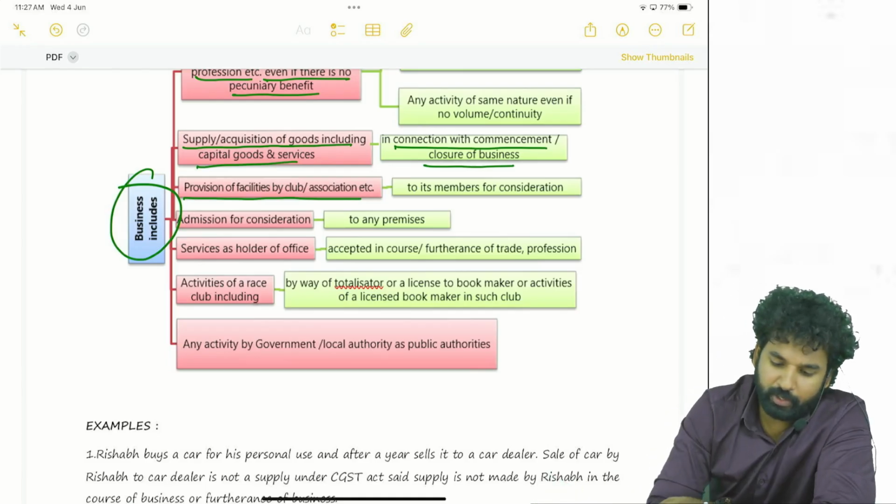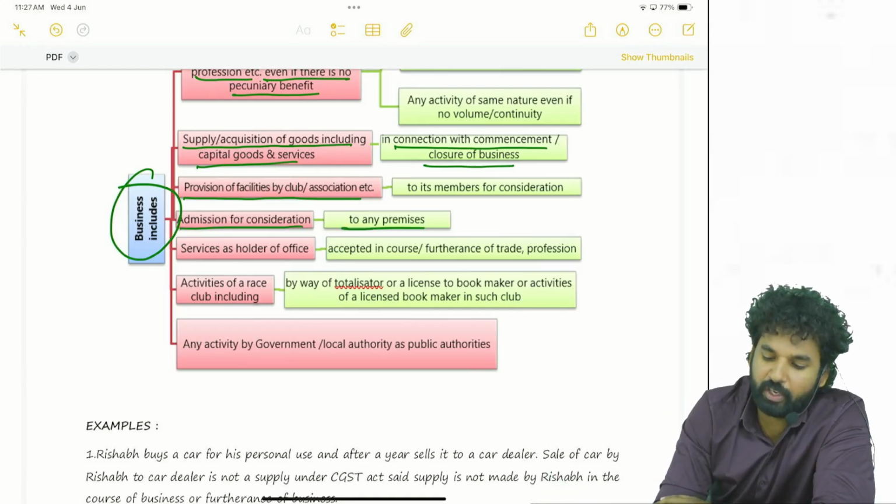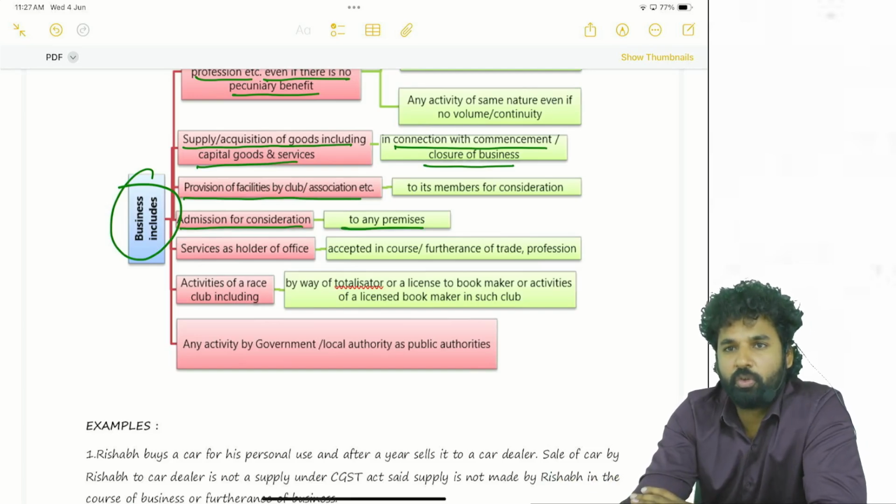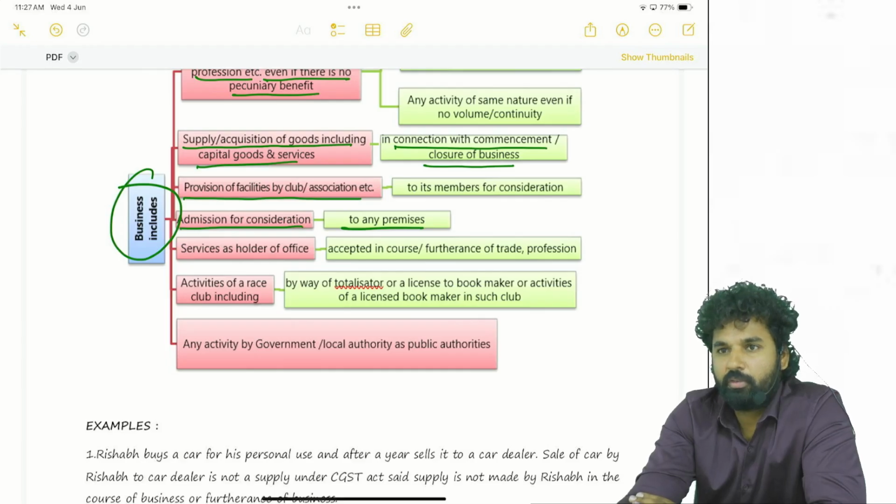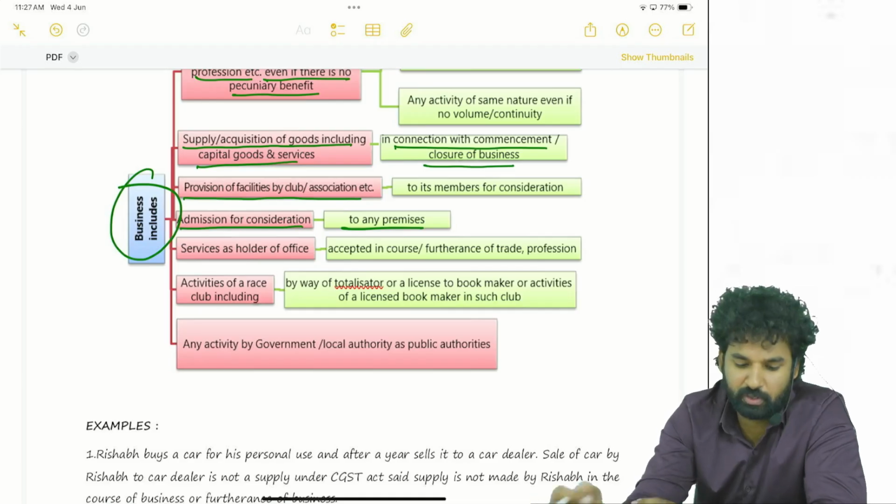Okay, right. Admission for consideration to any premises. A cricket match is going on in a stadium. We are paying for the ticket. We are paying some amount for the ticket, and then we are entering the ground. That is what is meant by admission to a premises for consideration. That is also a business.